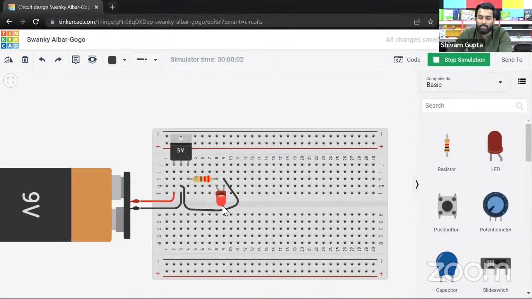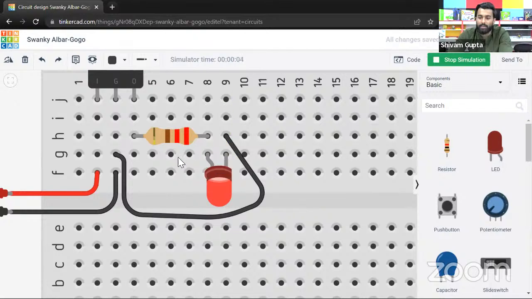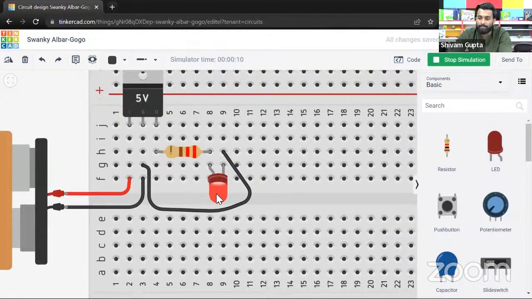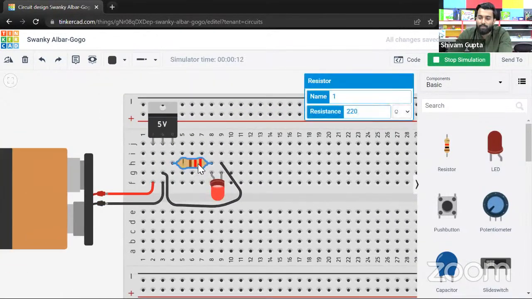So students, you can see the circuit is complete, it's correct, and the LED is glowing. If we click here on the resistance and change its value, let's see what will happen. If we increase it, did you notice, earlier it was 220 ohms. Now I have 330 ohms.